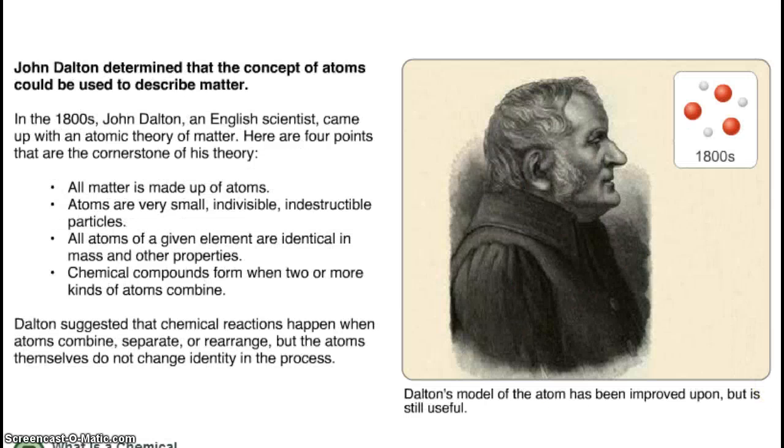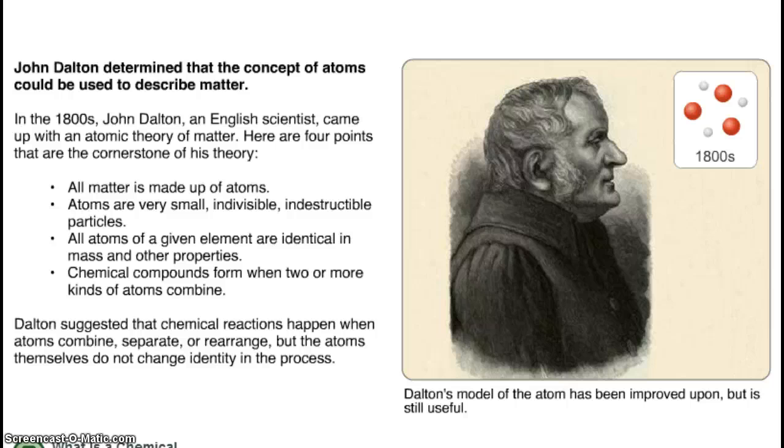John Dalton determined that the concept of atoms could be used to describe matter. So Dalton's model of the atom has been improved upon, but is still useful. He was in the 1800s. In the 1800s, John Dalton, an English scientist, came up with an atomic theory of matter. Here are 4 points that are the cornerstone of his theory.